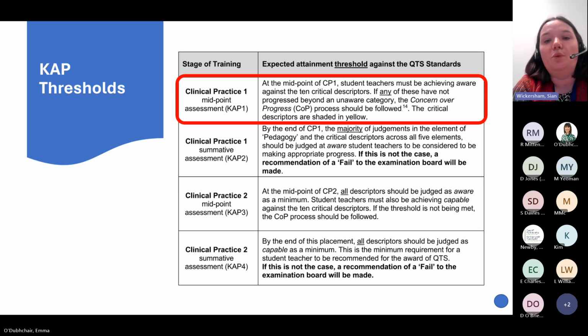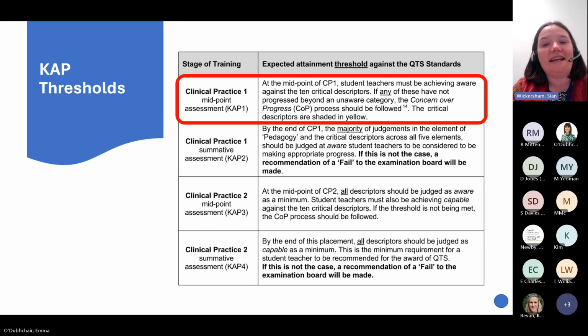But if a single one of the critical descriptors is still unaware, then you would need to speak to your senior mentor and talk to your university tutor, and the concern over progress process should be followed there. So you can have more than 10 be aware, but you can't have any one of the 10 critical ones not progressing.